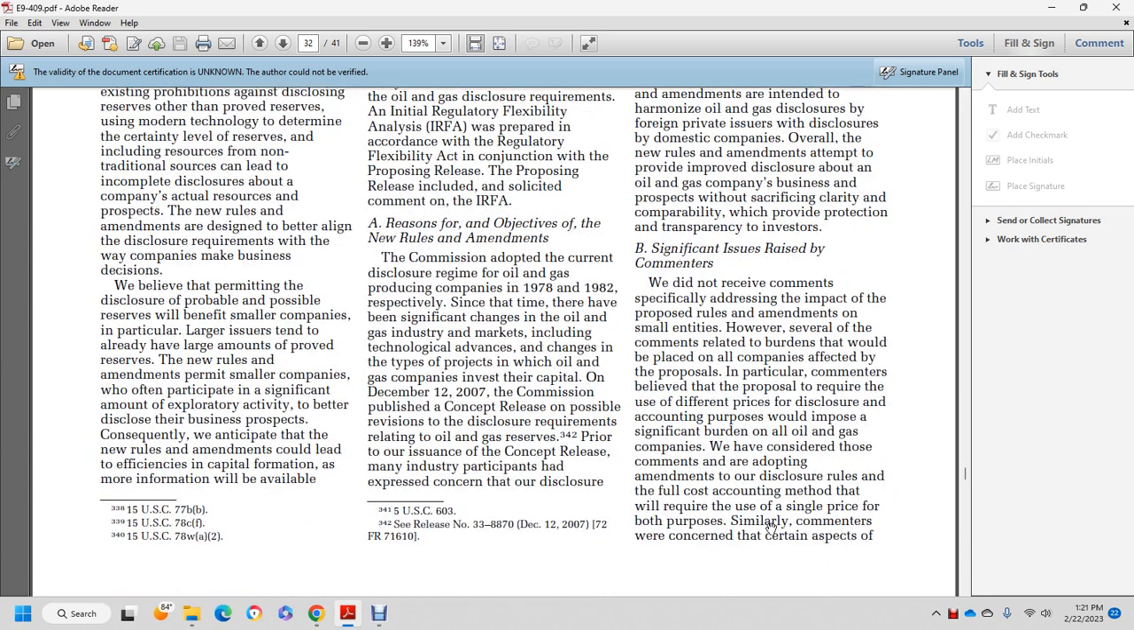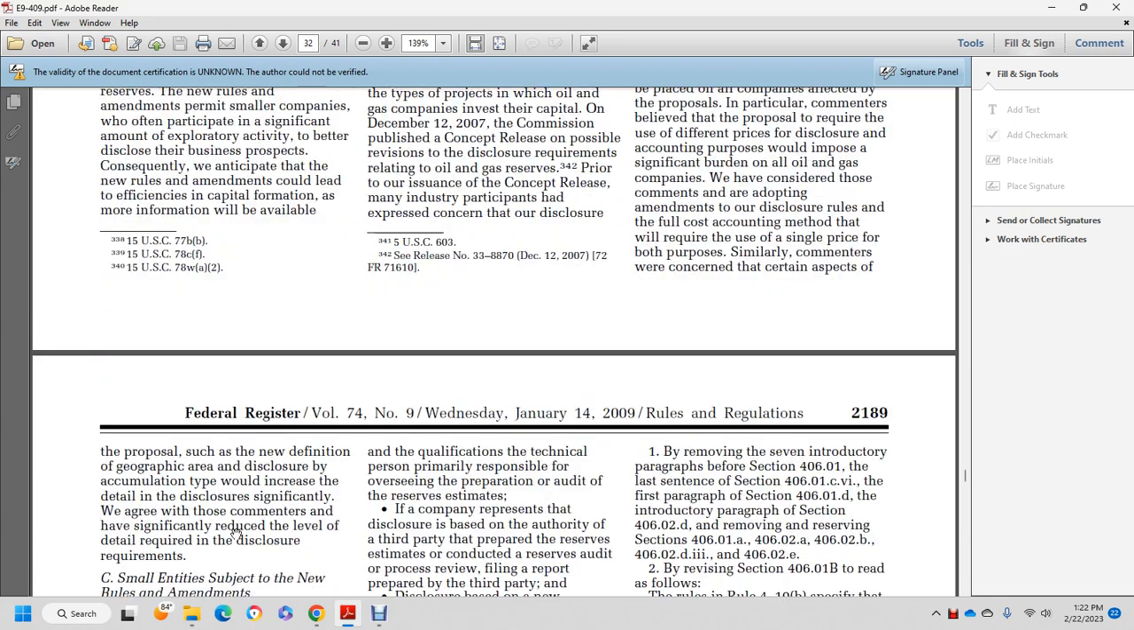Part B, significant issues raised by the commenters. We did not receive comments specifically addressing the impact of the proposed rule amendments on small entities. However, some commenters were troubled by the burdens the proposal would place on the companies affected. Particular commenters believed that the proposal requiring different prices for disclosure and accounting purposes would impose a significant burden on oil and gas companies. In response, we are adopting amendments to the disclosure rule for the full cost accounting method that will allow the use of a single price for both purposes. Similar commenters objected to certain aspects of the proposal, such as the new definition of geographical area disclosure and the level of detail of the disclosure. The Commission agreed with the commenters and significantly reduced the level of detail required in the disclosure requirements.